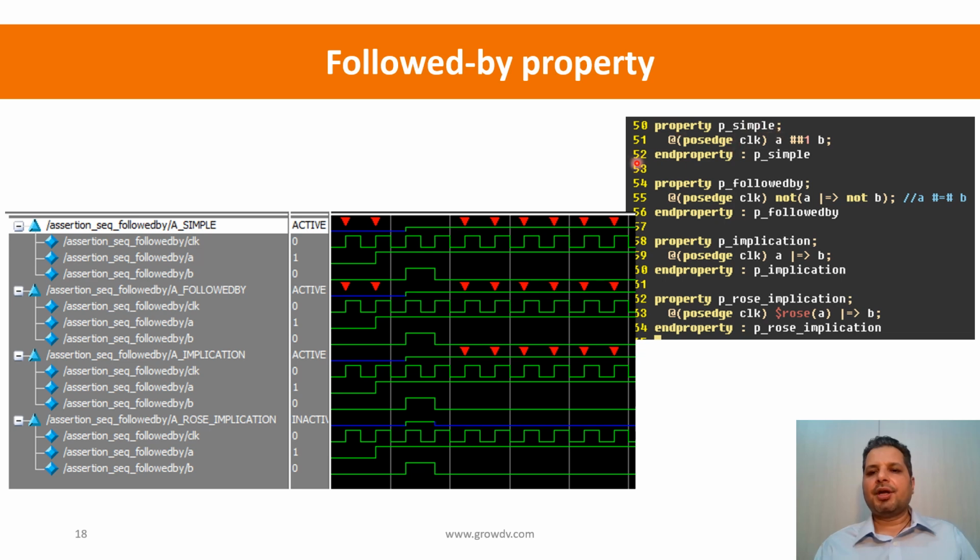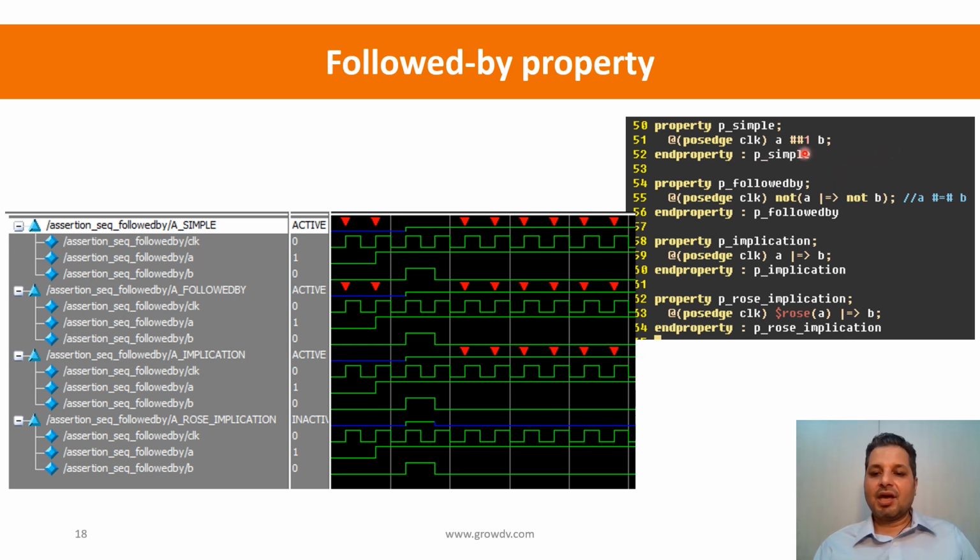So here I have a property, and at the passage of the clock I have A and then a delay operator with one clock, and I'm saying B. So A, and in the immediate next clock it's expecting B to get asserted. Then I am representing the followed by operator, the non-overlapping version, using the equivalent version, that is not of A, and then a non-overlapping implication not of B. I'm using that to show you that this part is equivalent to this. That's what we are trying to say.